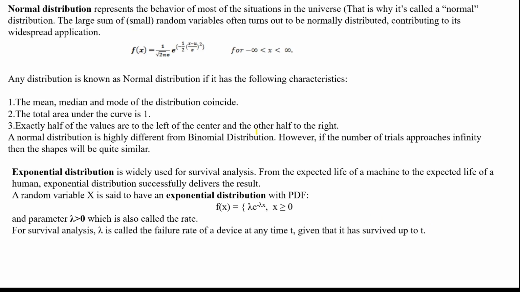The next type of distribution given in the options is the normal distribution. This distribution represents the behavior of most of the situations in the universe, so that is why it is called the normal distribution. It arises from the large sum of random variables. In case of the binomial distribution, there is a set of discrete values. By discrete values, I mean, if you roll a dice, the number you get is 1, 2, 3, 4, 5 or 6.